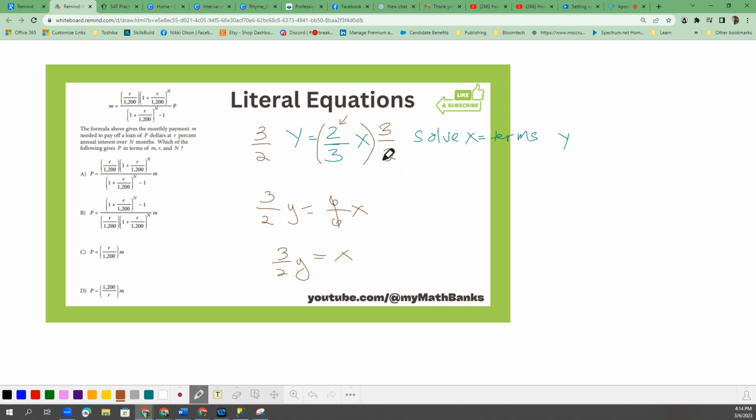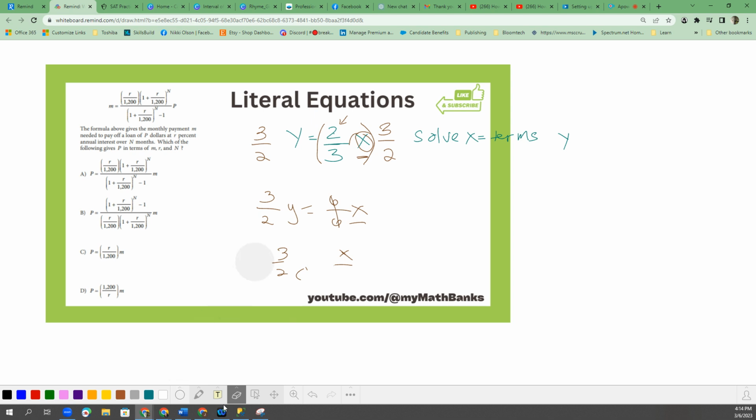So basically, if you have a variable here, and you don't have any other things being multiplied by a fraction, you just multiply by the reciprocal, and there you go, you will technically just have whatever that variable is. Okay, so let's try another one.